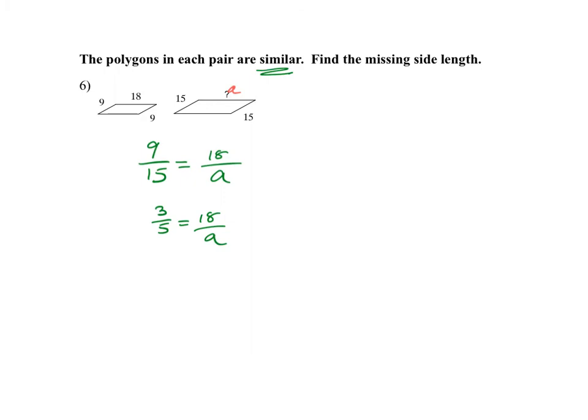So when I cross multiply, I have 3A equals 90, and I'm going to divide. So that means that this is 30. So that means that the side measures 30 units.